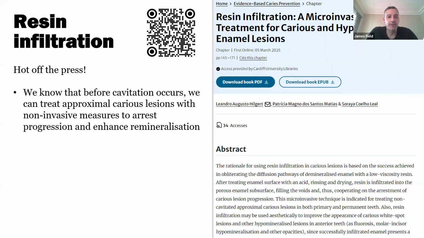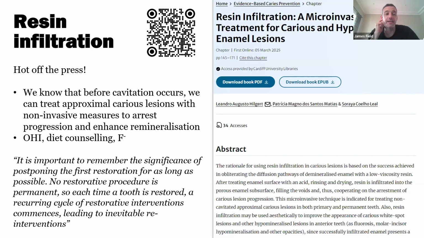And what this is saying is that, we know that just before we get cavitation, we can treat approximal carious lesions with these non-invasive measures. And it's very well demonstrated now that they arrest progression and they can enhance remineralization. But that has to be really alongside the usual preventive measures of tailored oral hygiene instruction, dietary counselling, and delivery of fluoride. So there is also a need here for continued patient-centric preventive advice and fluoride as well.